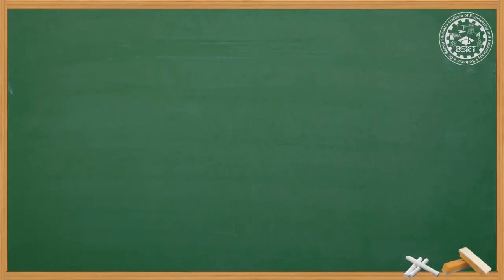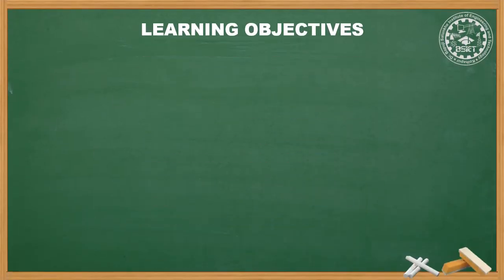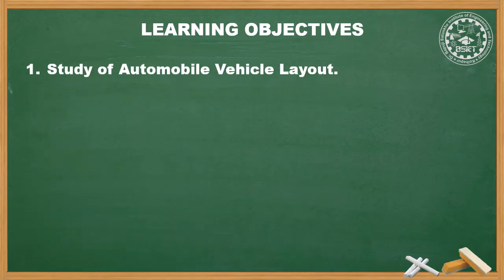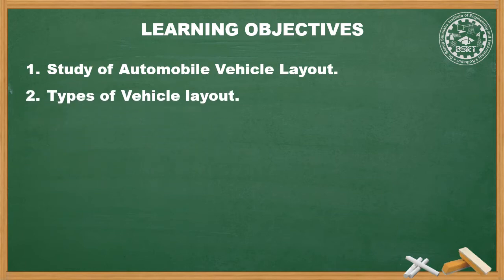The learning objectives for today's session are: number one, study of automobile vehicle layout. What do you mean by automobile vehicle layout will be studied in today's session. Second, types of vehicle layout. Different types of vehicle layout will be studied in today's session.